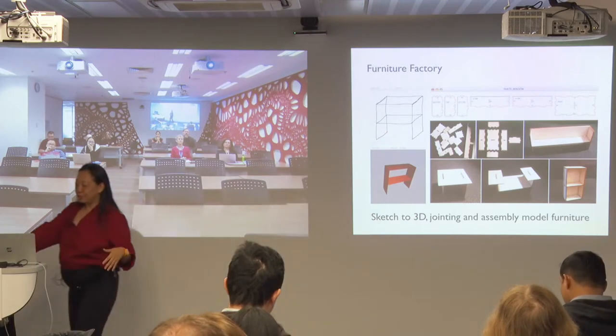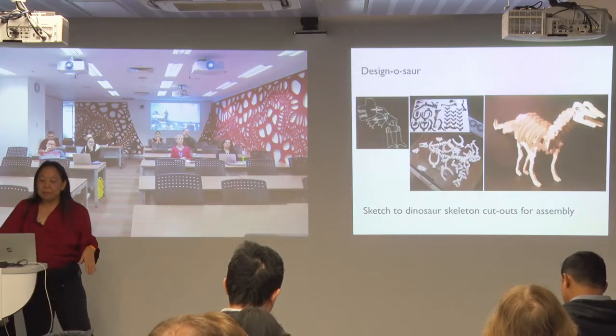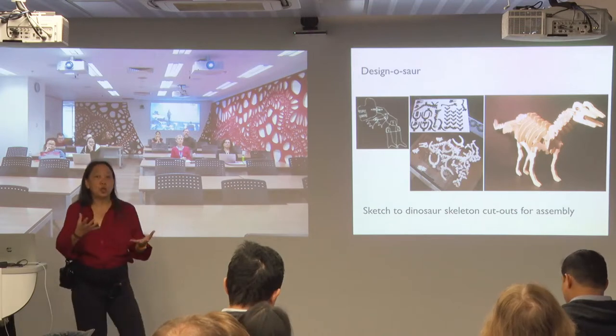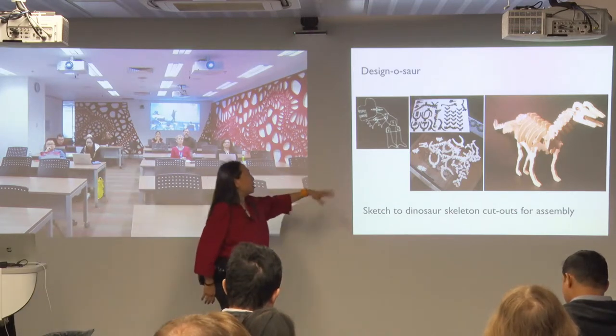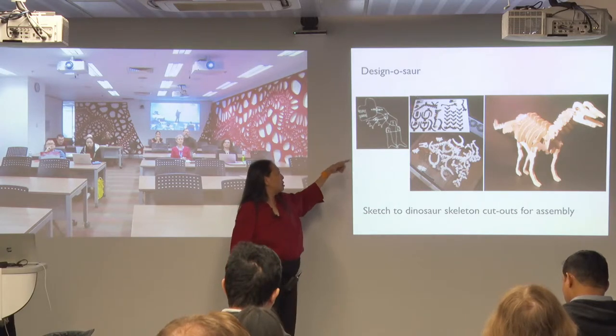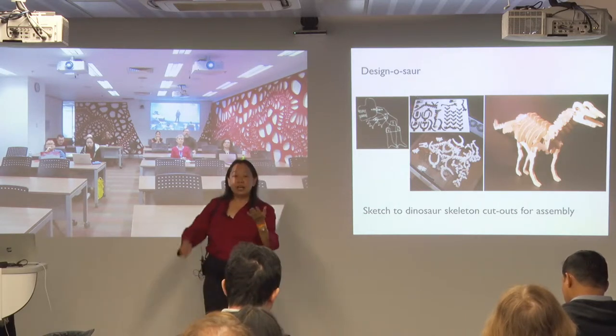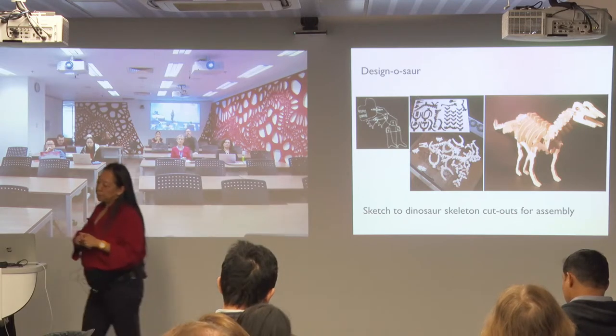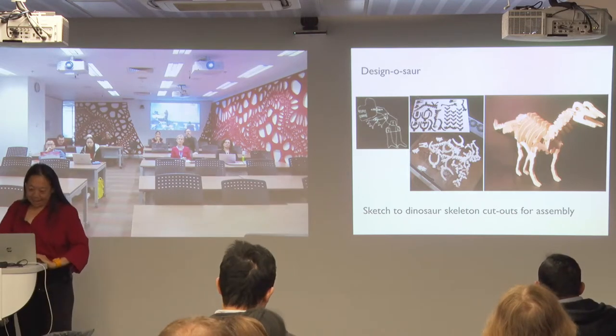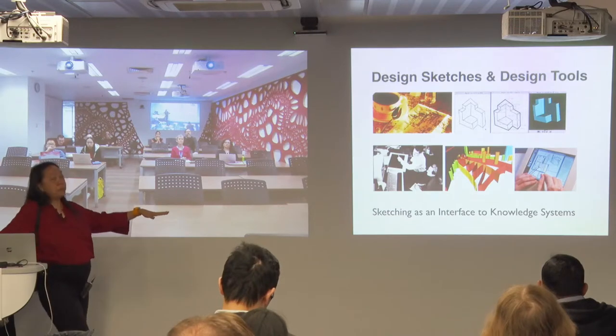And another student is doing something similar because he wanted to design his own dinosaur. So they could be two-headed or one tail. So you can sketch, and you can have constraints. And so right now, this has turned into a startup company to let people draw constraints and then send it out for rapid prototyping. Okay, so this is the first part about design sketches.